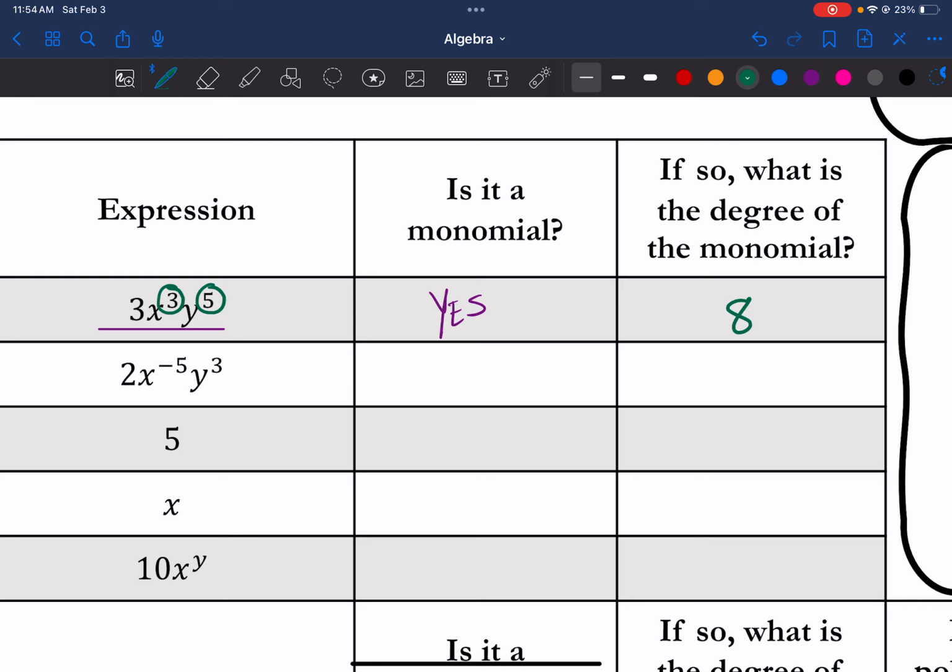The second one, is this a monomial? Well, it's not even a polynomial because there's a negative exponent. So we cannot do anything about it, right? There's nothing to identify here.